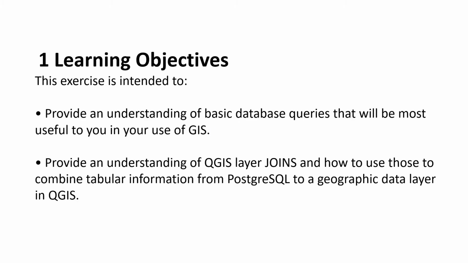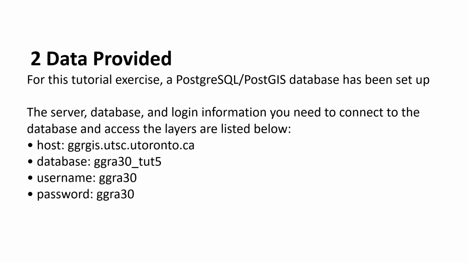This exercise is intended to provide an understanding of basic database queries that will be most useful to you in your use of GIS, and provide an understanding of QGIS layer joins and how to use those to combine tabular information from PostgreSQL to a geographic data layer in QGIS. For this tutorial exercise, a PostgreSQL database has been set up. The server, database, and login information you need to connect to the database and access the layers are listed below.